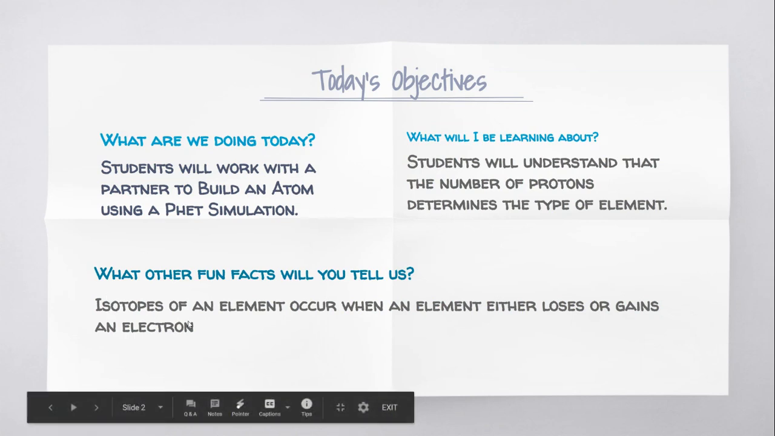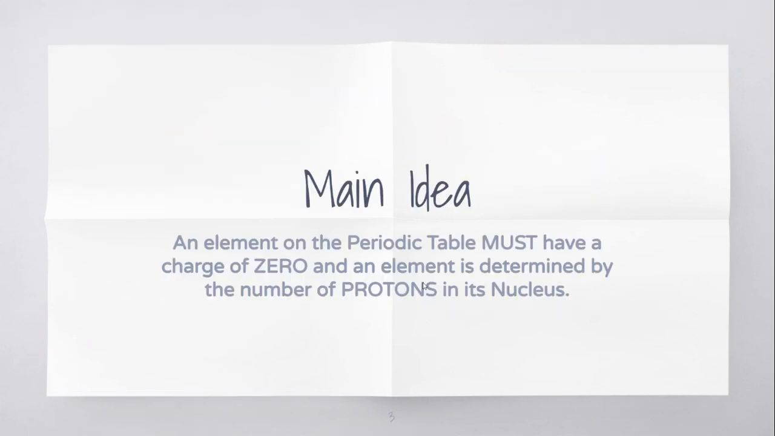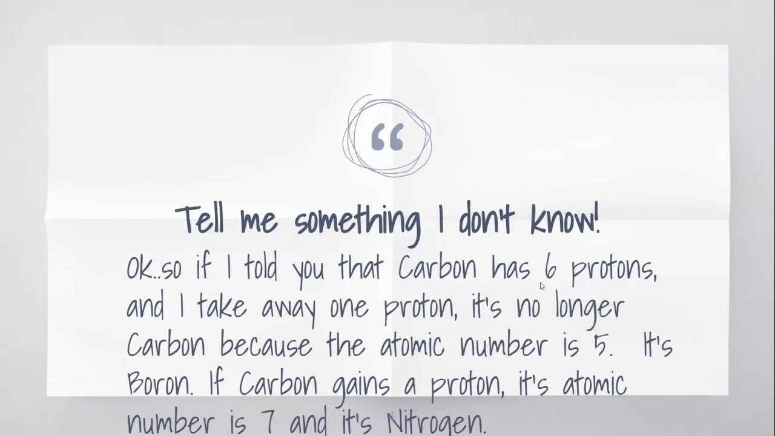Well, let's see. Isotopes of an element occur when an element either loses or gains an electron. Huh? What's an isotope? We'll get into that in one second. But the main idea here is that an element on the periodic table must have a charge of 0, and an element is determined by the number of protons in its nucleus. So again, protons equals the atomic number, and in order for an element to be on the periodic table, the charge has to be 0, which tells us that the number of protons, which are positive, has to equal the number of electrons, which are negative.